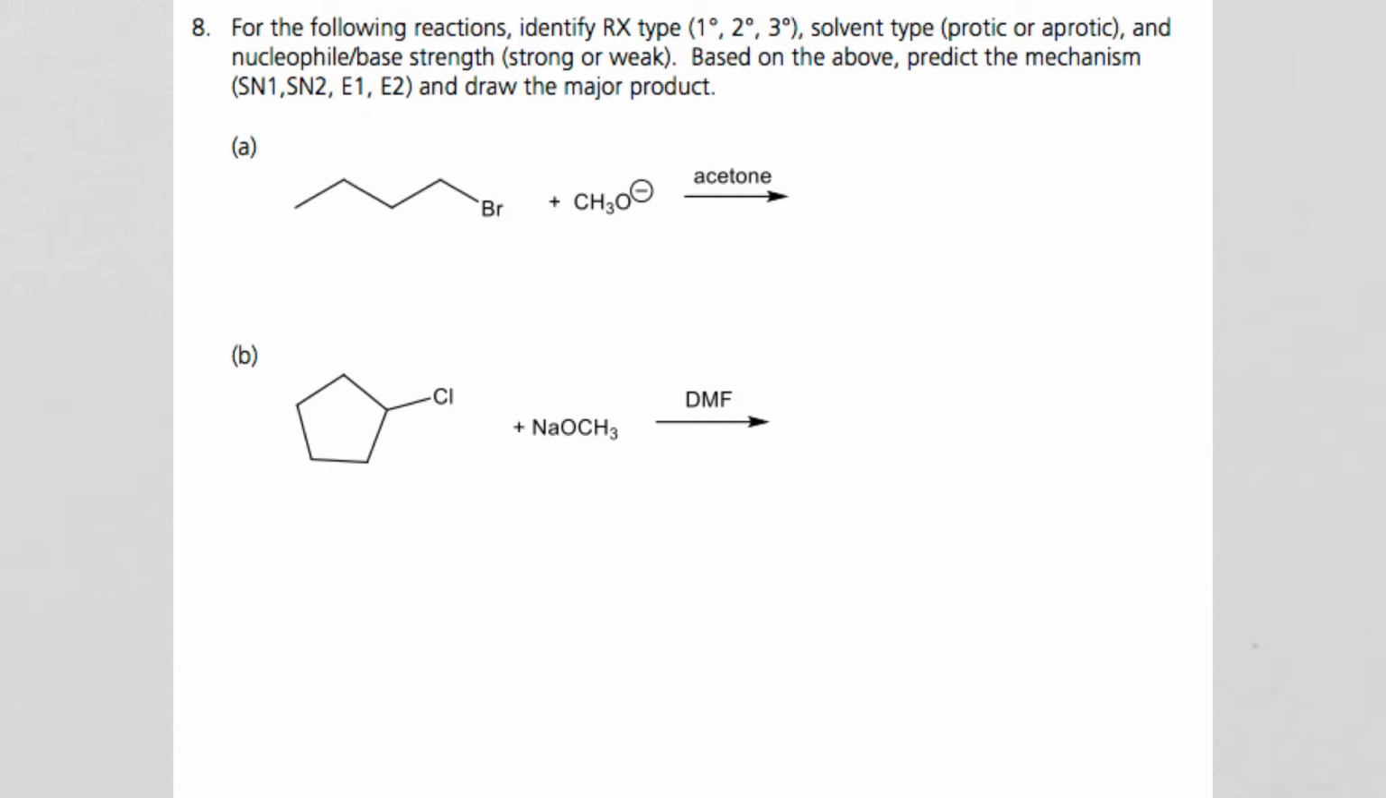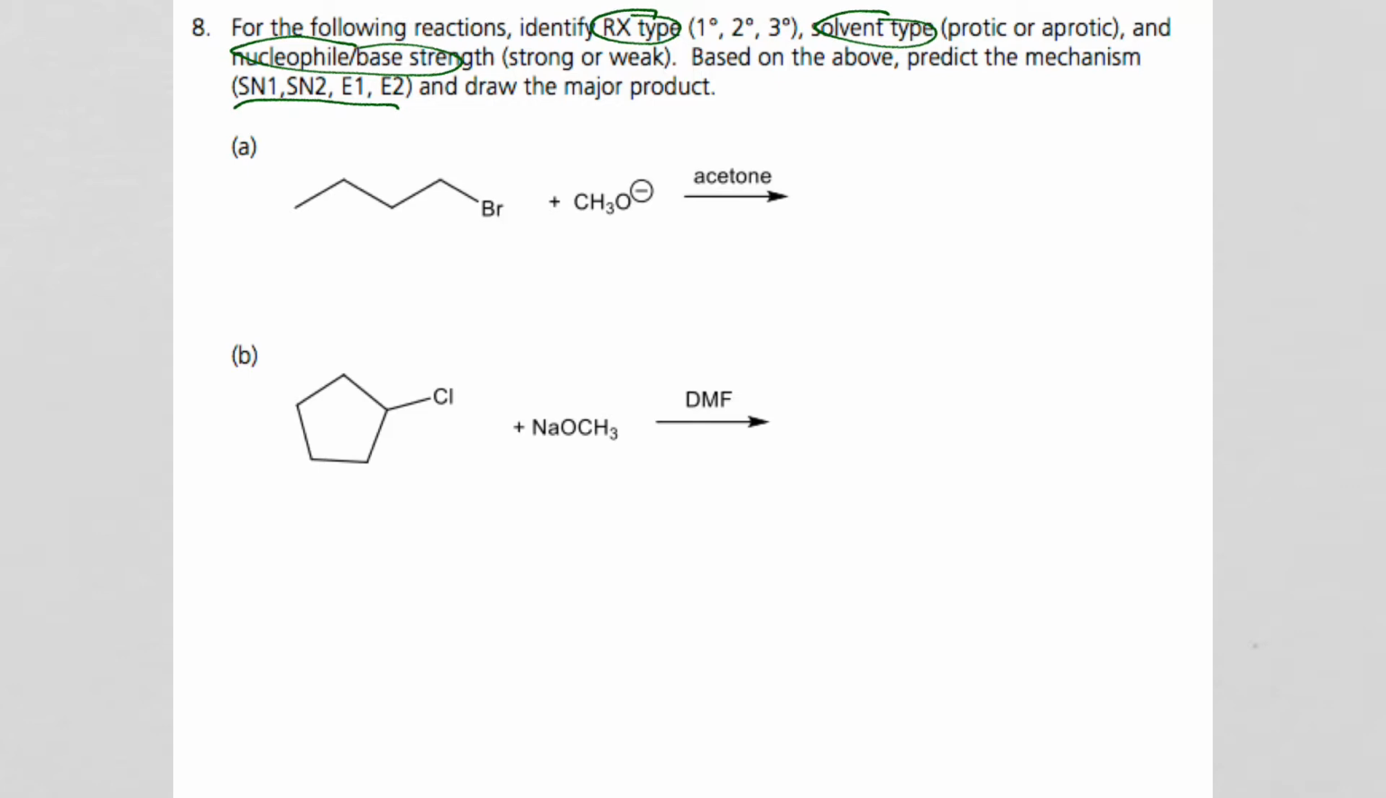So firstly, the problem A, well, first read the question, right? That's what I said to do. So it says, for the following reactions, identify the substrate, the solvent type, and the nucleophile base strength. Based on the above, predict the mechanism, SN1, SN2, E1, or E2, and draw the major product. Okay, so no help here, you gotta figure it all out. So let's start with A.